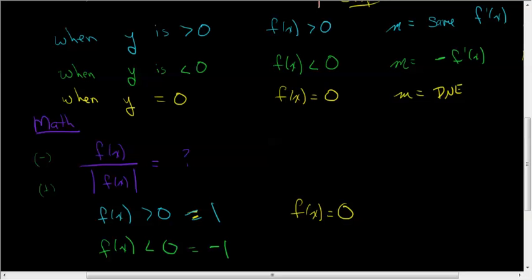Well, what about if f of x equals 0? Then this does not exist. Does that look familiar? If f of x is greater than 0, it equals 1. It's the same. If f of x is less than 0, it's negative times the original. And if f of x equals 0, it does not exist. So this is kind of a scary looking math phrase, but that's all it's telling me.